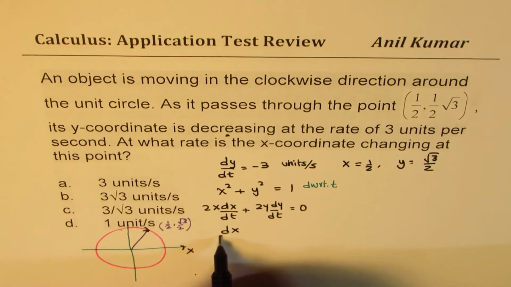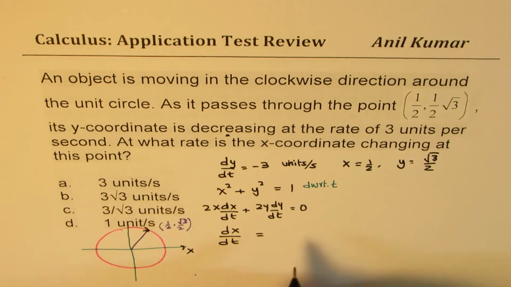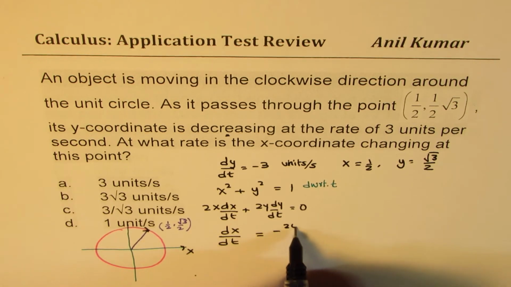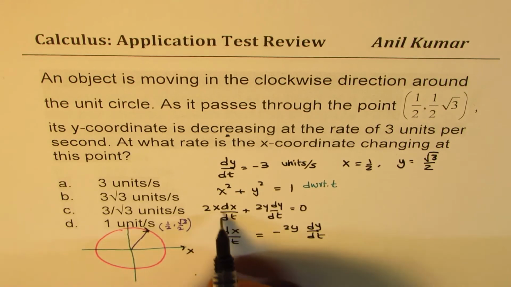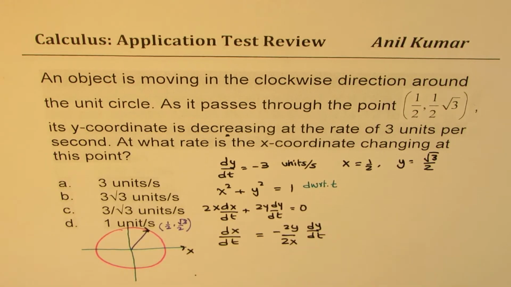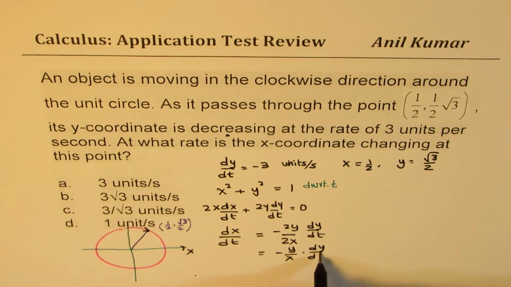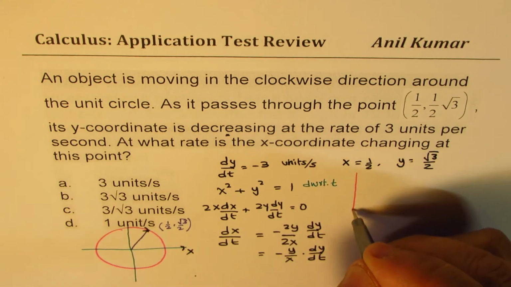We get dx/dt equal to, we'll substitute the values later, we can take this to the other side, so it is minus 2y dy/dt divided by 2x. Is it okay? That is the value of dx/dt, which you could simplify by cancelling 2's, and then we get minus y over x times dy/dt. So that becomes a general expression which could be used for any point.